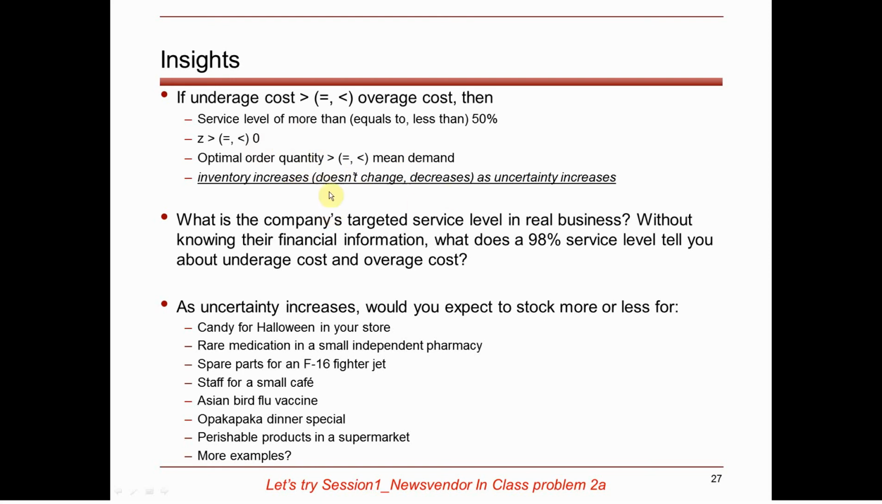And notice that the amount that you want to order will increase or decrease in relation to how variable the demand is. So as the demand variability increases, the amount that you want to keep more or less than the mean would increase.